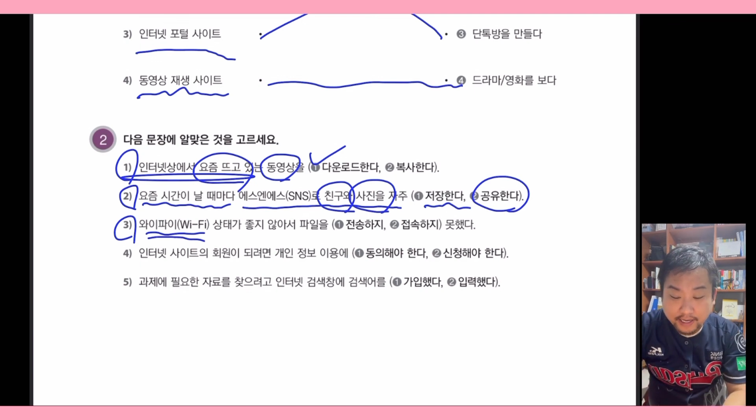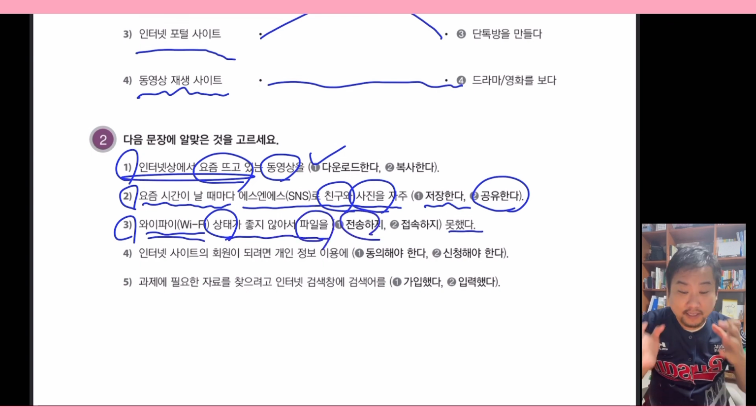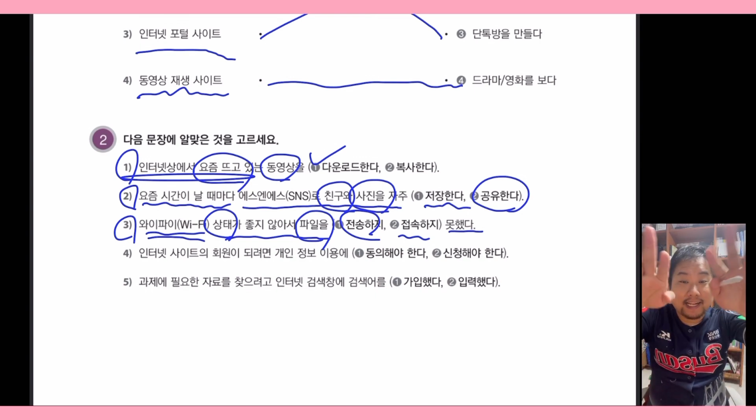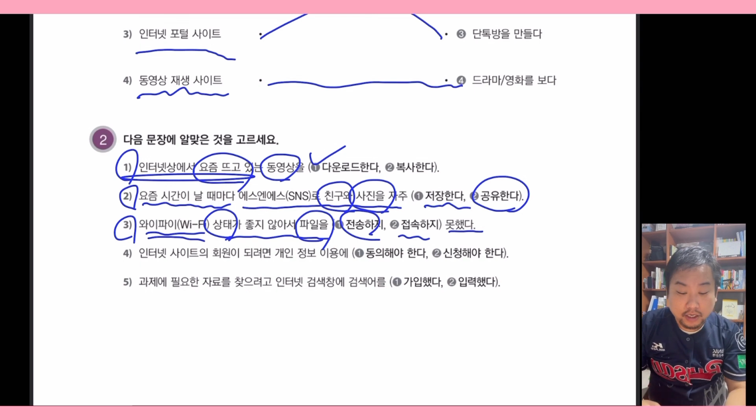So Wi-Fi 상태, state가 좋지 않아서 파일을 전송하지 못했다. The file is a file. We say sending, 전송하지 못했다. 접속하다. Here, we never say 파일을 접속하다. 인터넷에 접속하다. Something like that. So file, we think that there is a file. We send it out. So 파일을 전송하지 못했다.